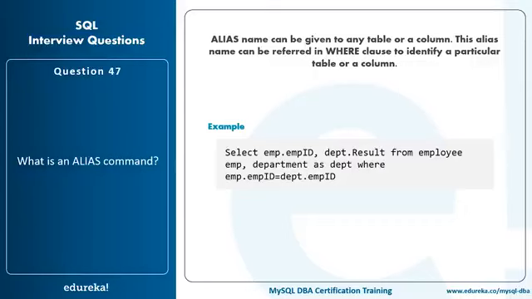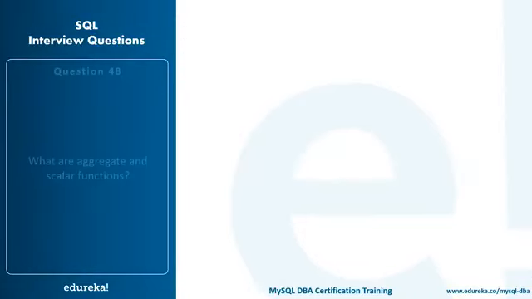So for example, if you see on the screen, you see a query, right? Select emp.employee_id, dept.result from employee as emp, department as dep, where emp.employee_id is equal to dept.employee_id. What I've done over here is that I've given an alias name to the employee table as emp, and for the department table, I've given an alias name as dept. So that's how you can use the alias command, guys. Let's move forward to the next question now.